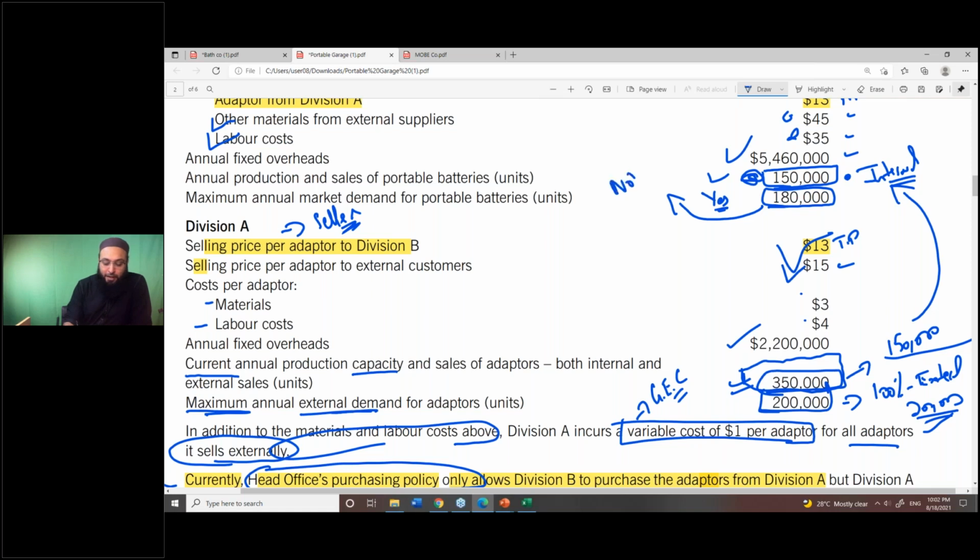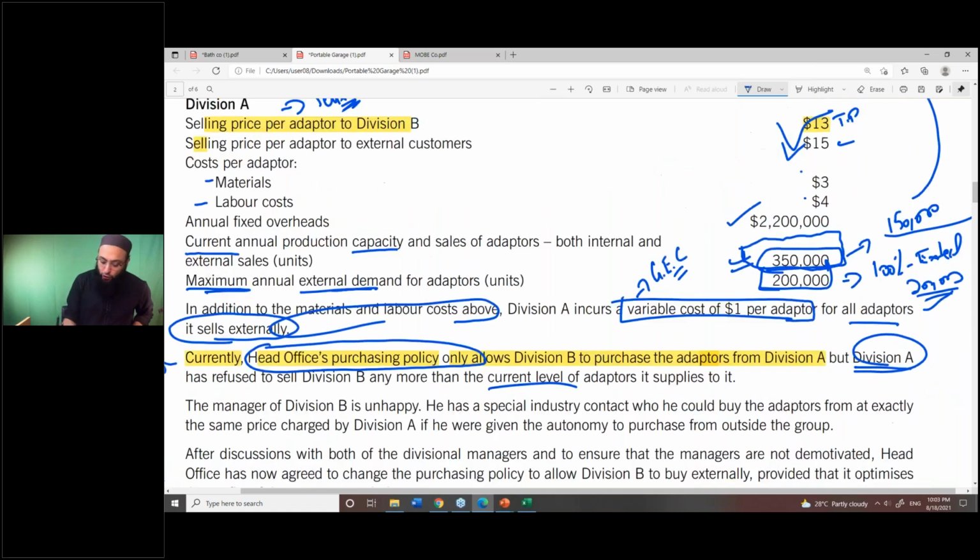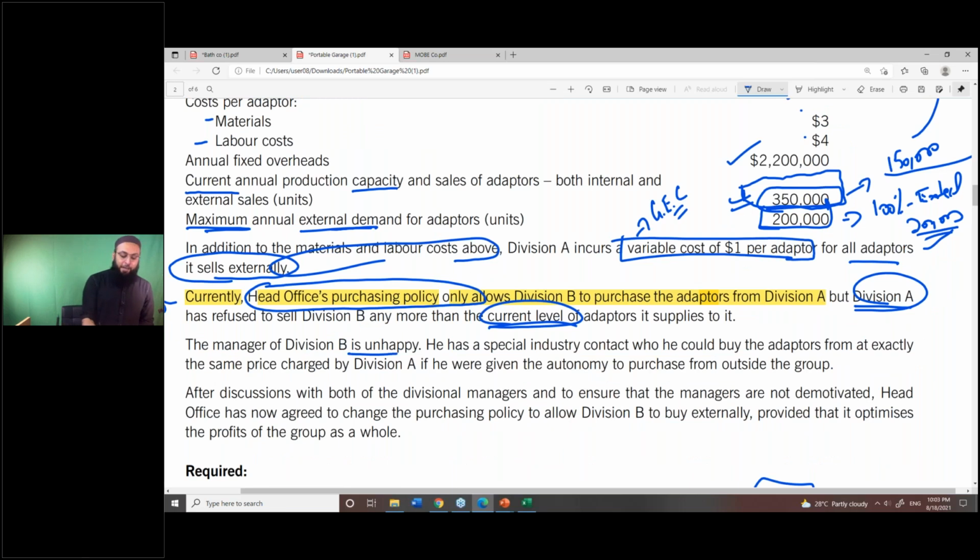Not fulfilling entire demand. So B may ask A, I need more 30,000 because the demand is 180 and you're giving me 150. So I need more 30,000. By 30,000, I cannot fulfill my entire demand. But A said, sorry, I cannot supply you more. Okay. The manager of B is unhappy.